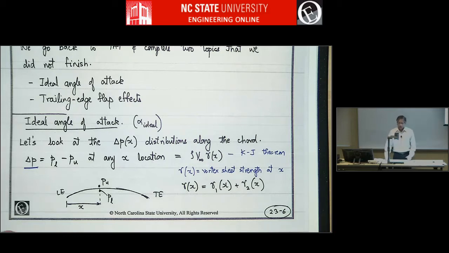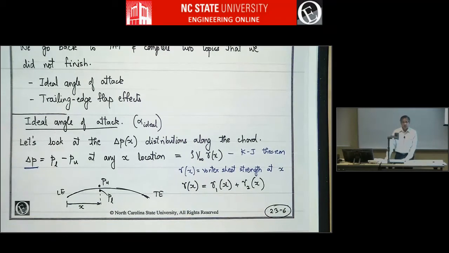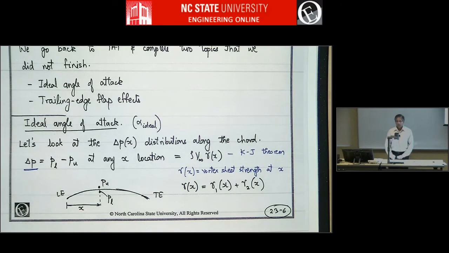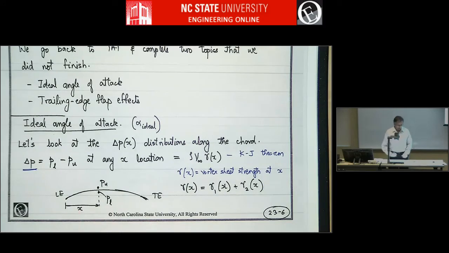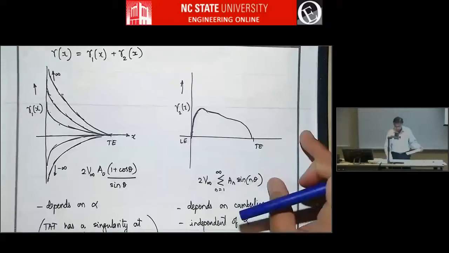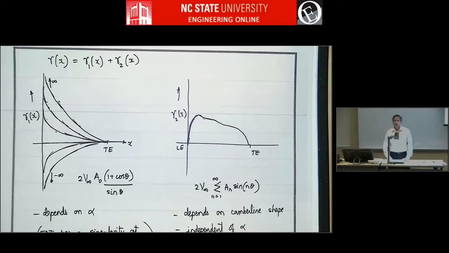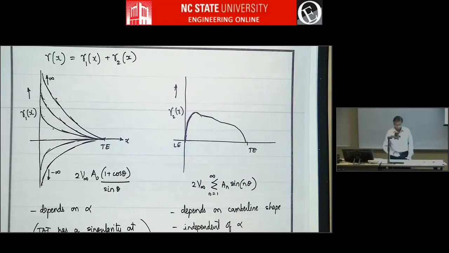Now if you recall thin airfoil theory, the vortex sheet strength is written as a sum of two contributions for cambered airfoils. For symmetric airfoils it's just one, this one is not there. But for cambered airfoils, the way we formulated it is there is a gamma 1 term and a gamma 2 term. This is kind of how the two gamma distributions look.